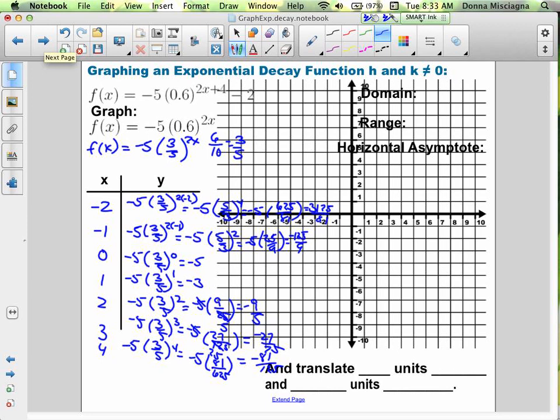So we have negative 1, 125/9, if I remember correctly, is about 13.8. So 11, 12, 13. So we'll just put it right here. That's the best we can do. All right, and then 0, negative 5, 1, negative 3. It's a real slow decay here. 2, negative 9/5 is almost negative 2. It's just 1/5 shy. Negative 27/25, a little bit more than 1. And then negative 81/125 is about 3/4. So here's our graph.